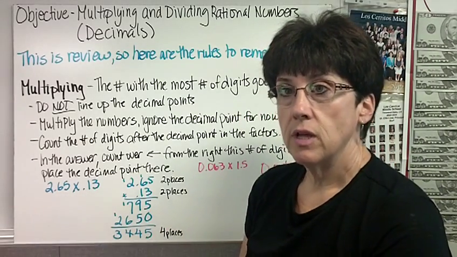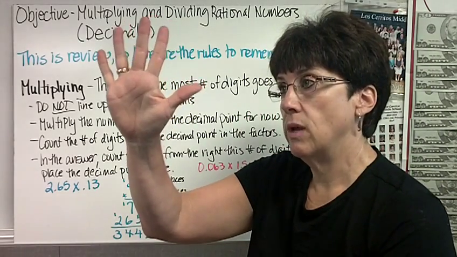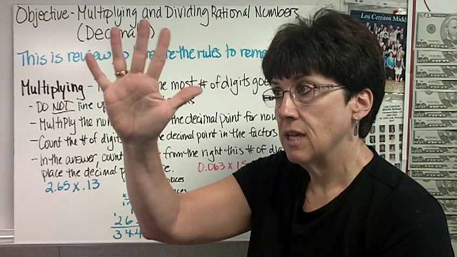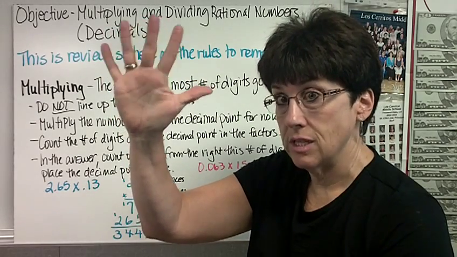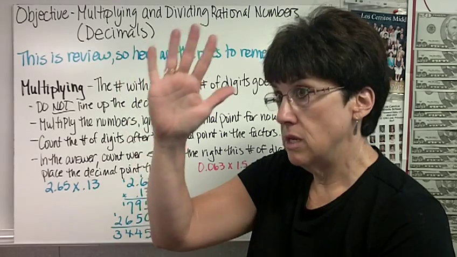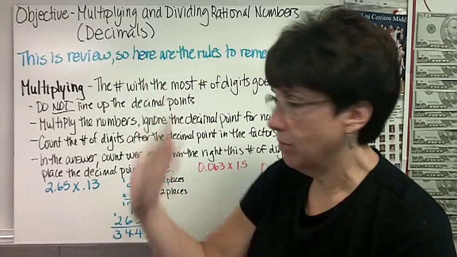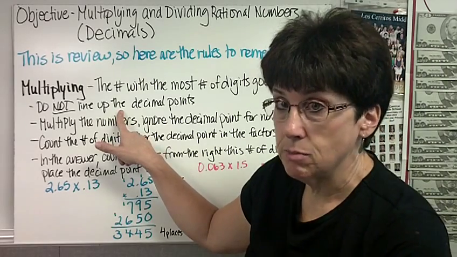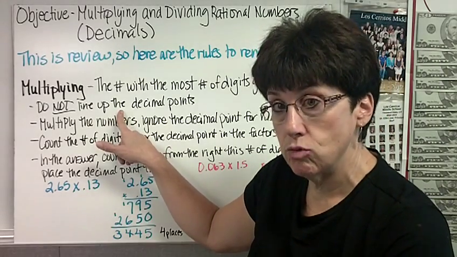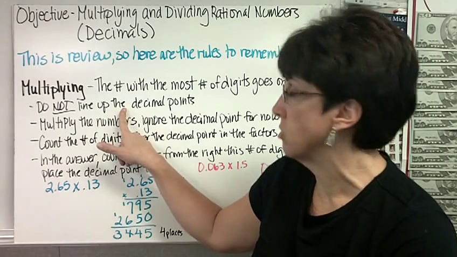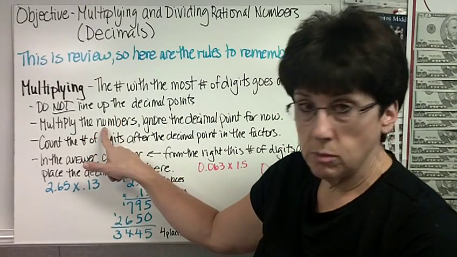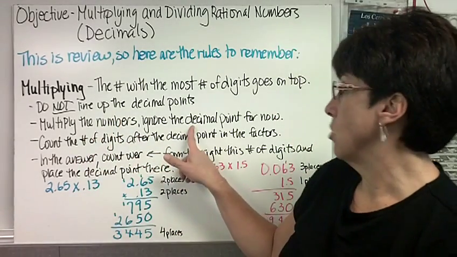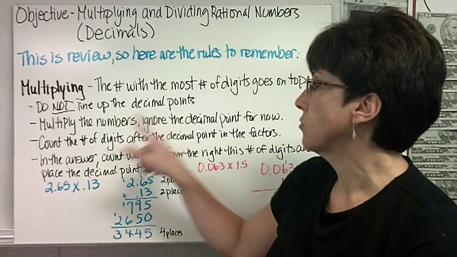So if you have something like 1.2456, there's 5 digits. The digits are the individual numbers in your number, okay? All right. Do not line up the decimal point. You have to do this for adding and subtracting, but you do not do it for multiplying. Then you just multiply your numbers, okay, ignoring the decimal point for now.